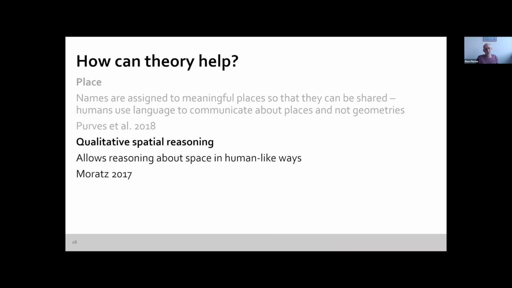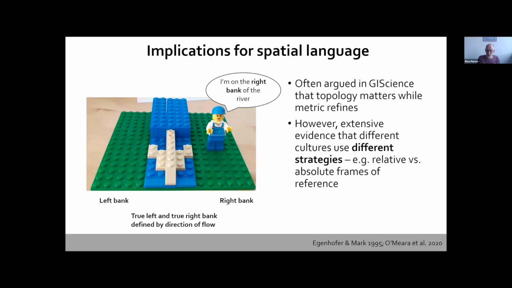If we think about qualitative spatial reasoning, that's the way that people appear to reason about space. This little Lego diagram is supposed to illustrate some of this. My little Lego character is saying I'm on the right bank of the river, because the true left and true right bank of a river people would traditionally define by the direction of flow, right? So in GI science, we often make this statement that topology matters and metric refines. I think that was originally from Egenhofer and Mark.